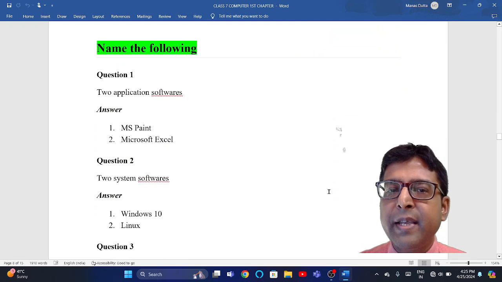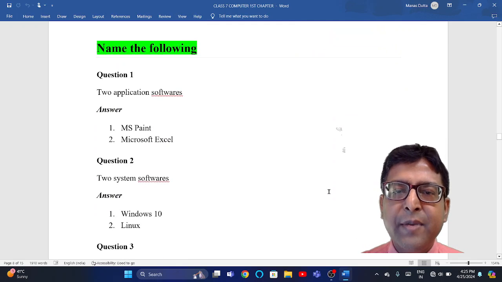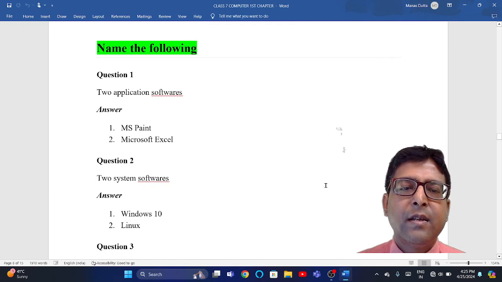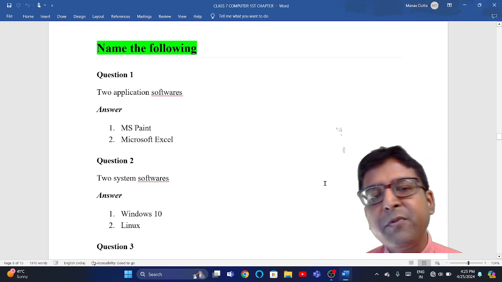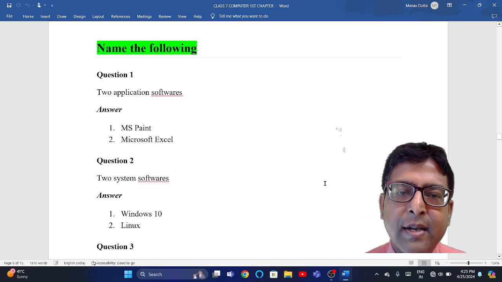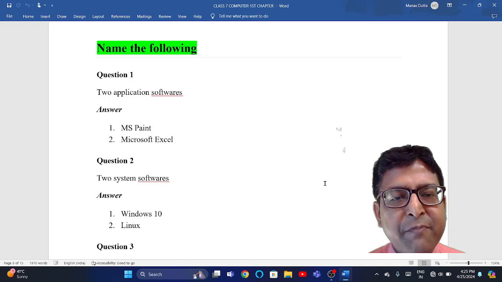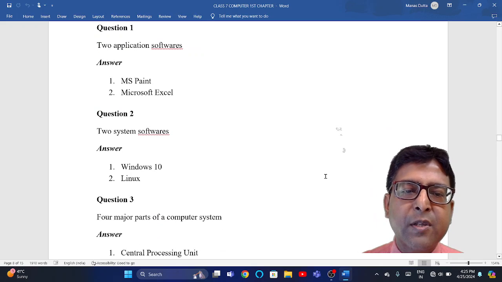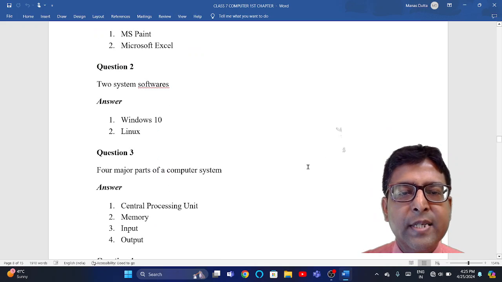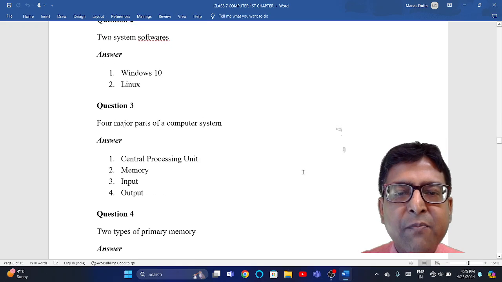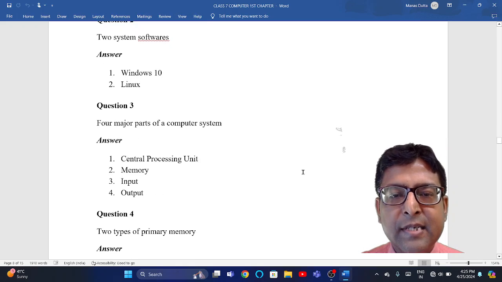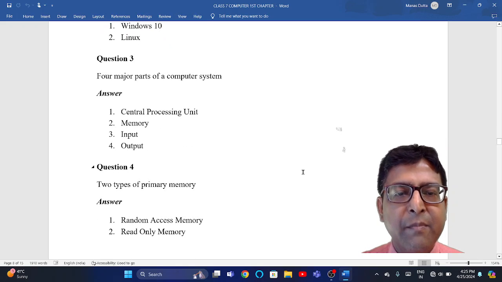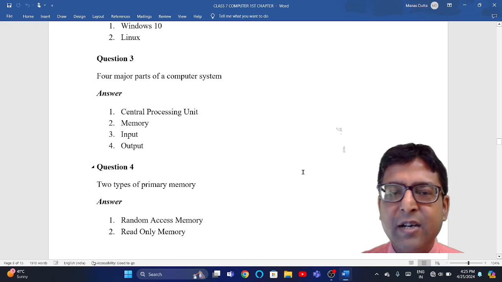Then name the following. Question 1, two application softwares. Any of two application software. Here I write MS Paint and Microsoft Excel. Question 2, two system software. Answer Windows 10, Linux. Question 3, four major parts of computer system. Answer central processing unit, memory, input and output.